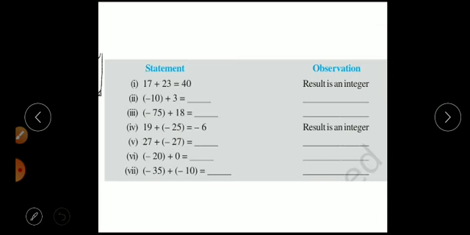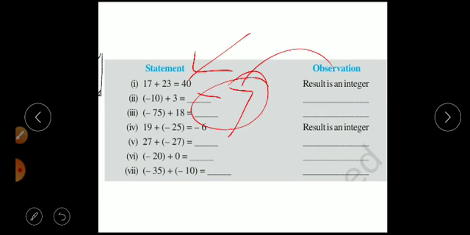Now the statement: 17 plus 23 equal to 40. Is this true or wrong? This is true. Okay. Now this 40 having a positive sign, so this is an integer. -10 plus -3. What is -10 plus -3? -10 plus -3 will be equal to -13 and this is a negative integer.